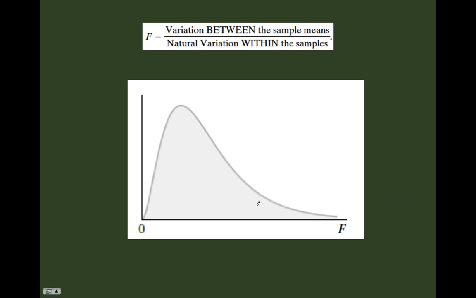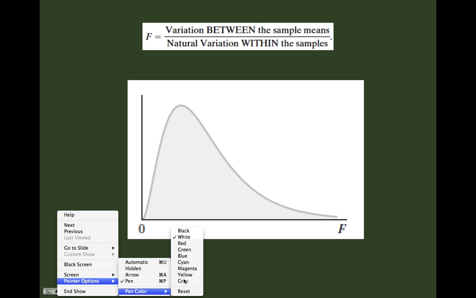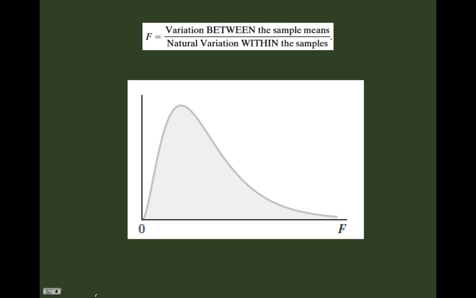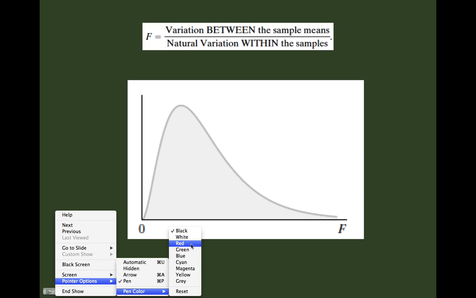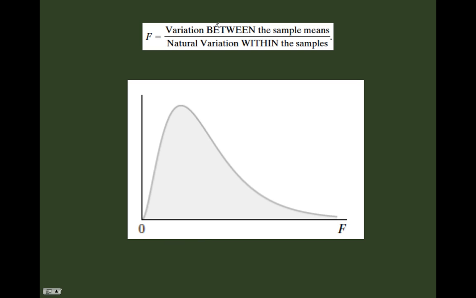So let's talk a little bit about the transformation, the test statistic, and the distribution. ANOVA relies on something called an F-statistic. To keep it really basic, the F-statistic is a ratio of the variation between the sample means to the natural variation within the samples. So as the numerator becomes large and the denominator is small, a large number over a small number is a large number.